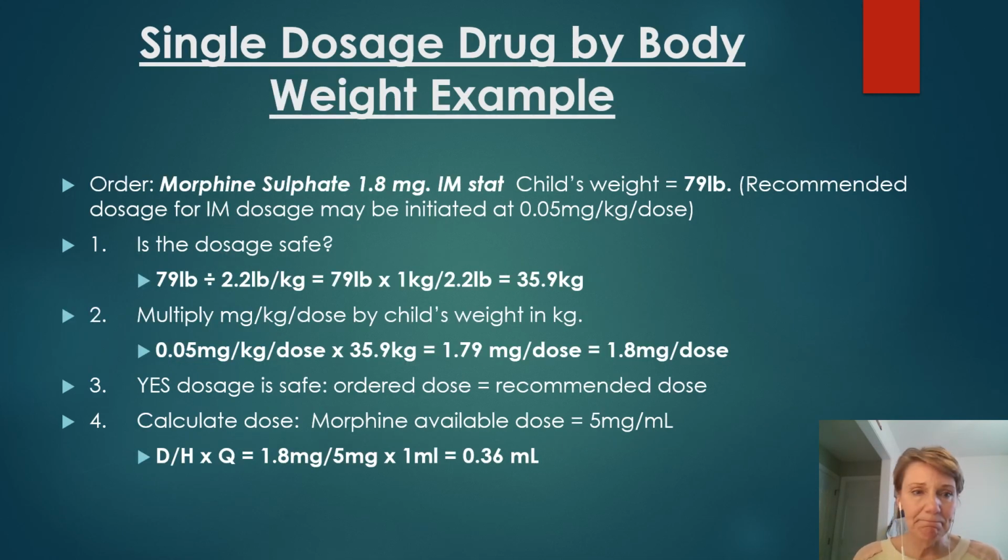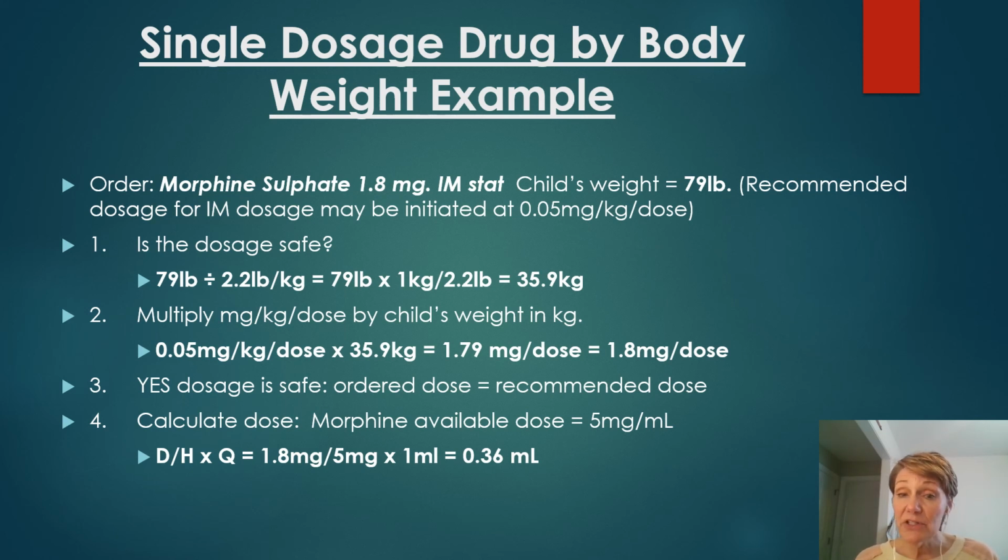So let's try one. Our order is for morphine sulfate, 1.8 milligrams IM stat, and the child's weight is 79 pounds. The first thing we also want to know is that the recommended dose for IM dosing of morphine is 0.05 milligrams per kilogram per dose. So we know that that's where it should be initiated. And now what I need to find out is, is that 1.8 milligrams ordered stat appropriate and safe for a 79-pound child?